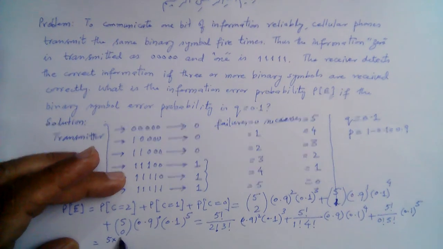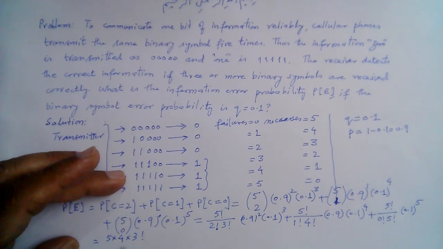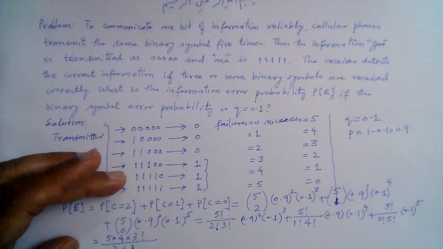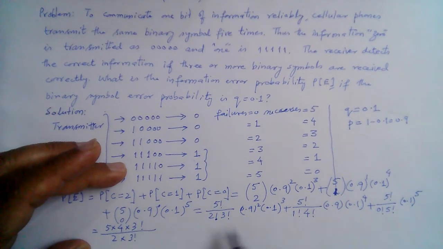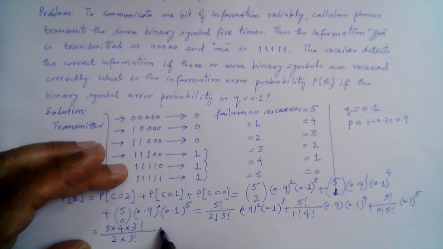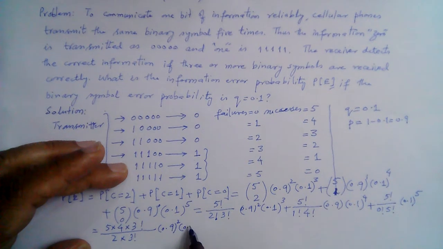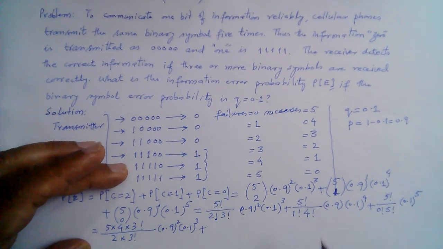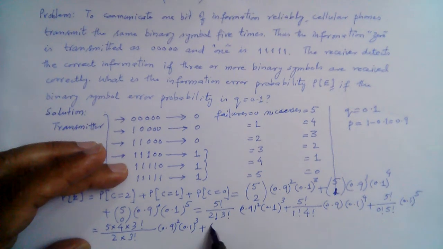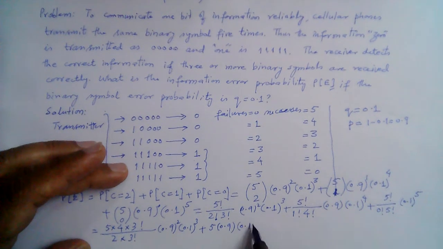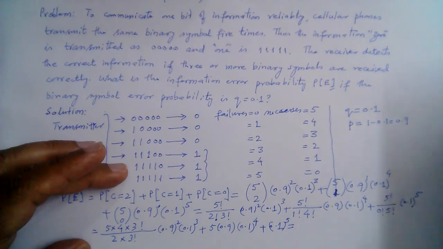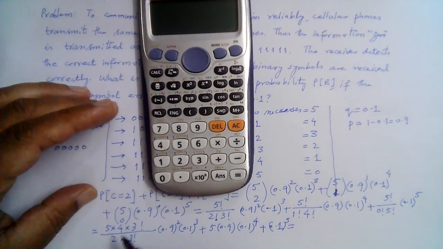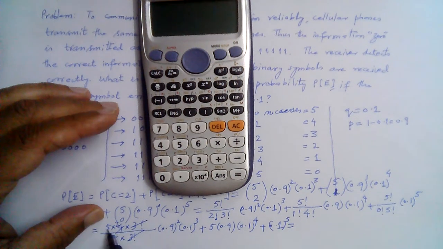So 5 multiplied by 4 multiplied by 3 factorial divided by 2 into 1 is 2 into 3 factorial, right? And 0.9 raised to the power 2 into 0.1 raised to the power 3 plus, so this is 5 factorial divided by 4 factorial, so we're left with only 5 into 0.9 into 0.1 raised to the power 4, and this is 5 factorial divided by 5 factorial, this is 1, and this is 0.1 raised to the power 5. So we can now use our calculator to calculate these values. This cancels out and leaves us with 2. This is 5 into 2, 10.